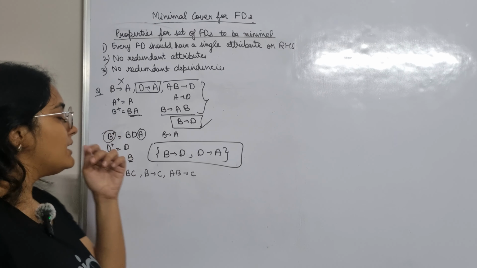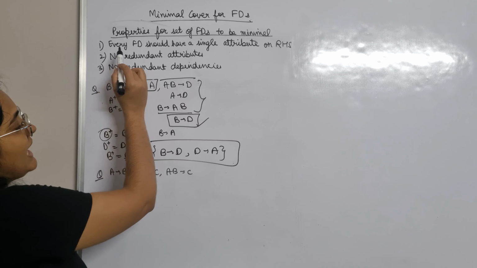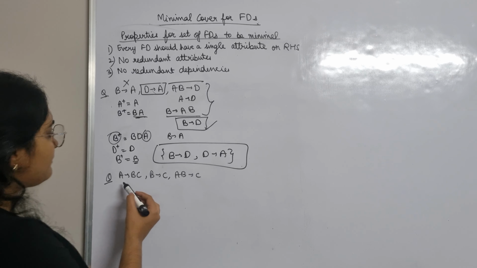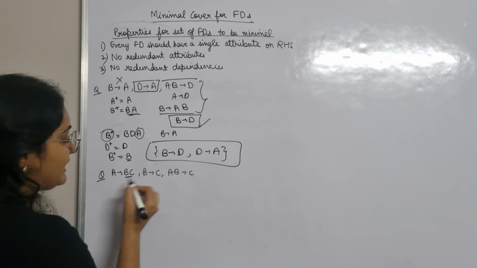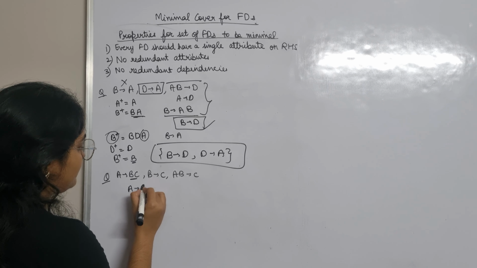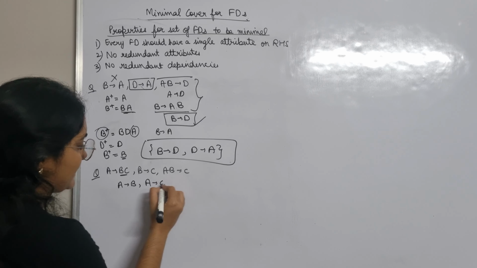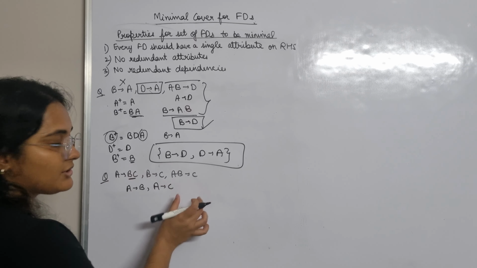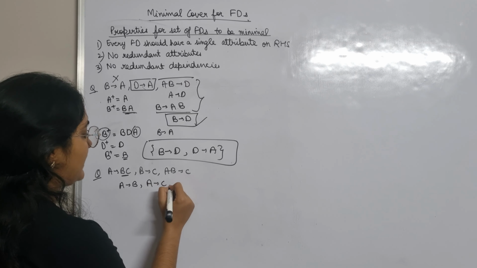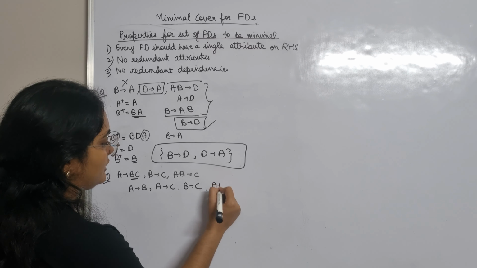Got it? Now let's see another question. It will be more clear. So first step, every FD should have a single attribute on RHS. Does this FD have a single attribute on RHS? No. It gives A determines B, C. We can break it as A determines B and A determines C. Decomposition rule, right? And the others only have one attribute on the right hand side, so we don't need to change anything.